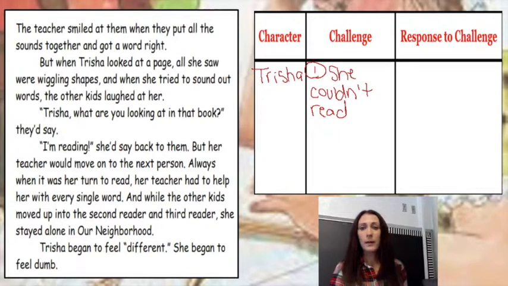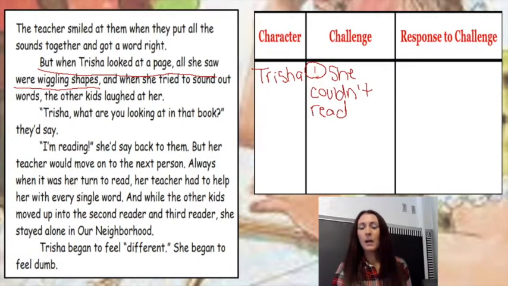And I know that's because if I go back in the text, it says, but when Trisha looked at a page, all she saw were wiggling shapes. That shows me right there, that's a red flag that she can't read. If she's seeing wiggling shapes, she definitely is having an issue with reading.